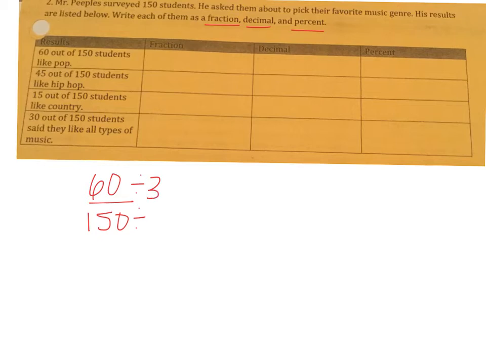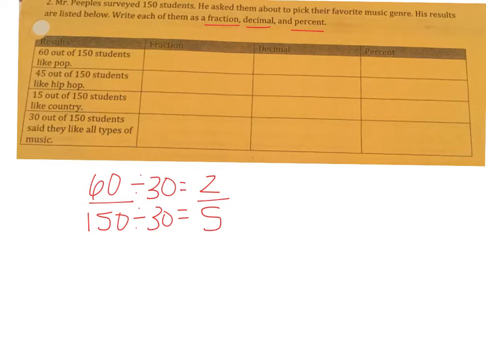Both of these can be simplified by 30. So 60 divided by 30, or you could say 30 goes into 60 how many times, which would be 2, and then 150 divided by 30, or you can ask yourself, how many times does 30 go into 150? Well, we know that's 5 times. So our simplified fraction would be 2/5.